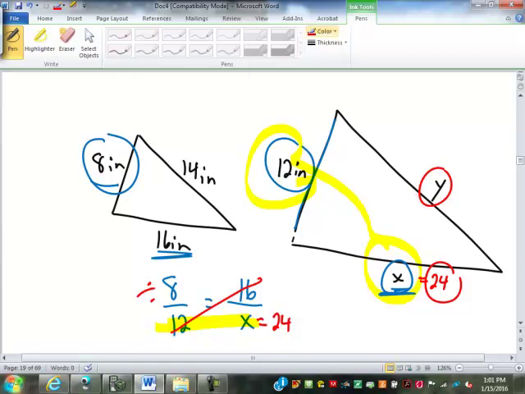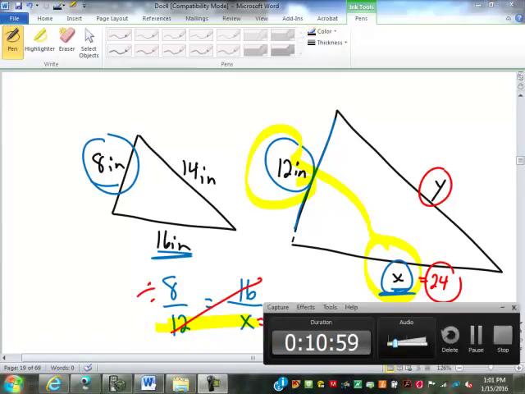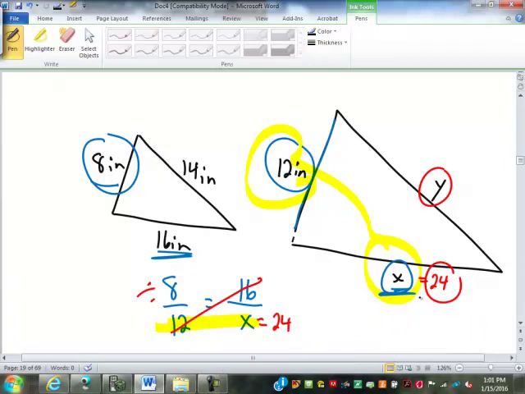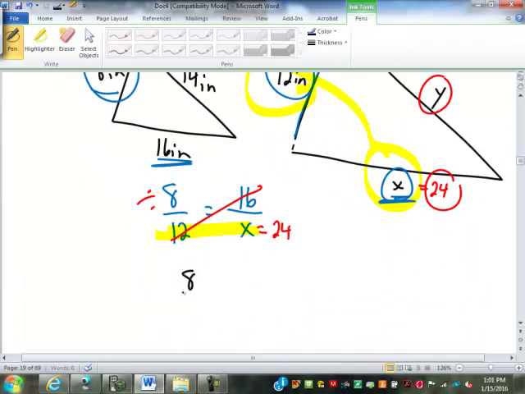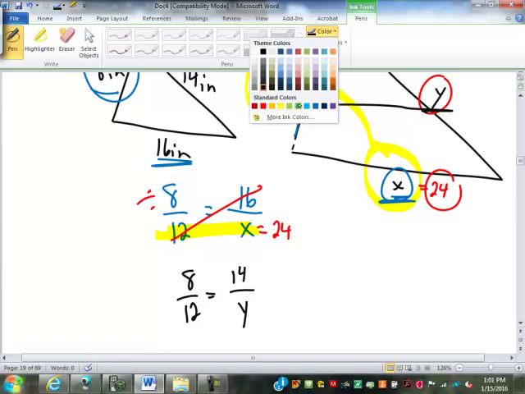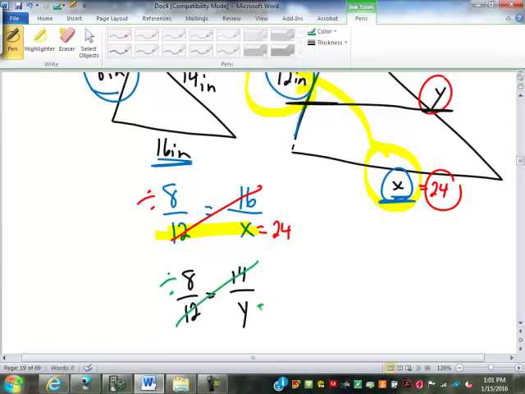Find y in your notes quick. You sure? Okay. So yes, it is 21. We have the 8 over the 12 still. Where's the y go? Still goes on bottom because it's still from the same triangle as the 12. And above it would be the 14. And yes, when we cross multiply and divide, we do get 21.